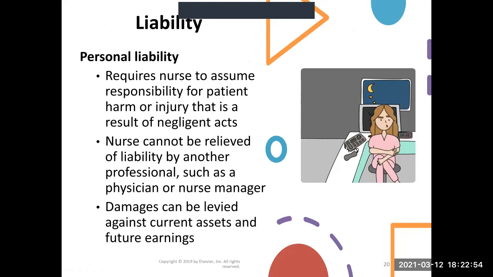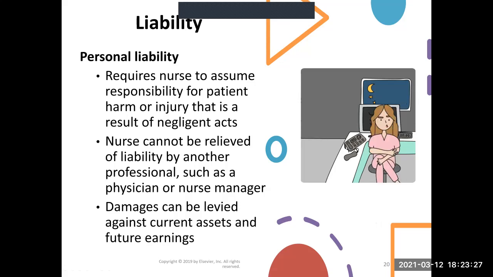because you assume responsibility for the patient not to cause them harm, and for any other negligent act, you cannot be relieved of liability by another professional. So you can't say it's the nurse or the nurse manager, and that's why you see nurses fighting for good staffing, because whatever you do, you can't say it's somebody else that caused it. So again, damages can be levied against you and they will come after your assets and future earnings.